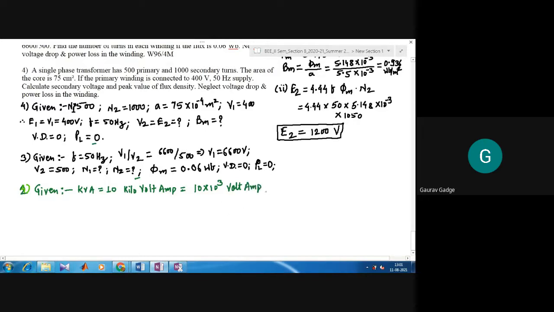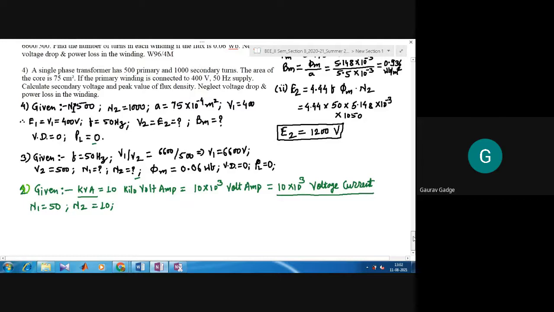Now what is volt ampere? It is nothing but voltage times current, ampere meaning current. That is referred to as kilovolt ampere. So the simplification is like this: kVA is voltage times current, and the given quantity is 10 into 10 to the power 3. So this is what is given. Now number of turns are also given. On the primary side it is 50, on the secondary side it is 10.